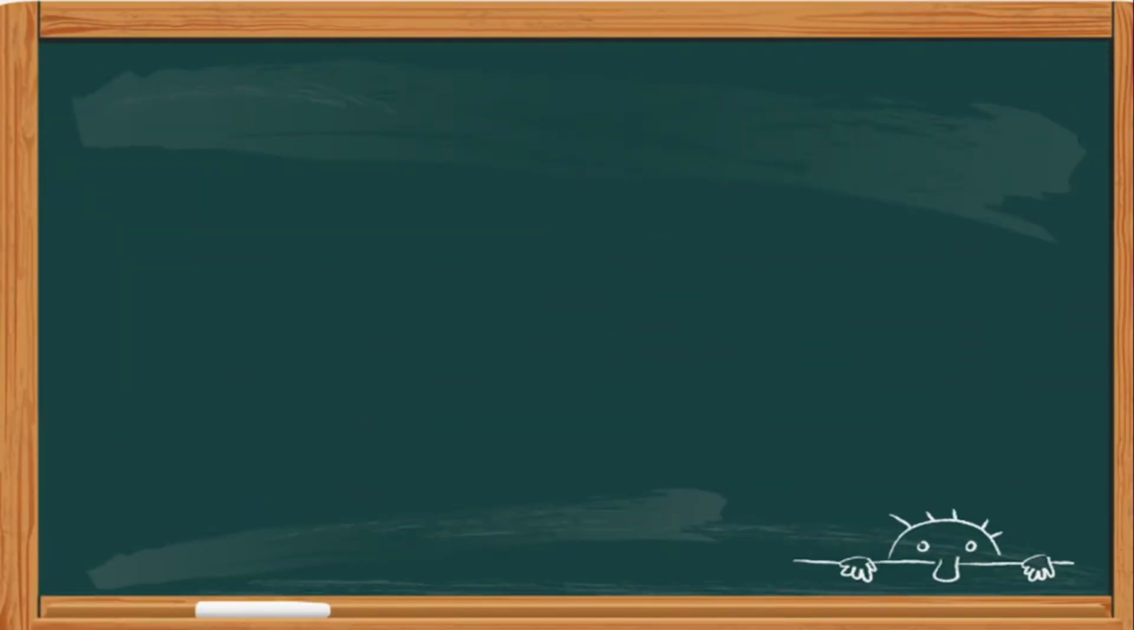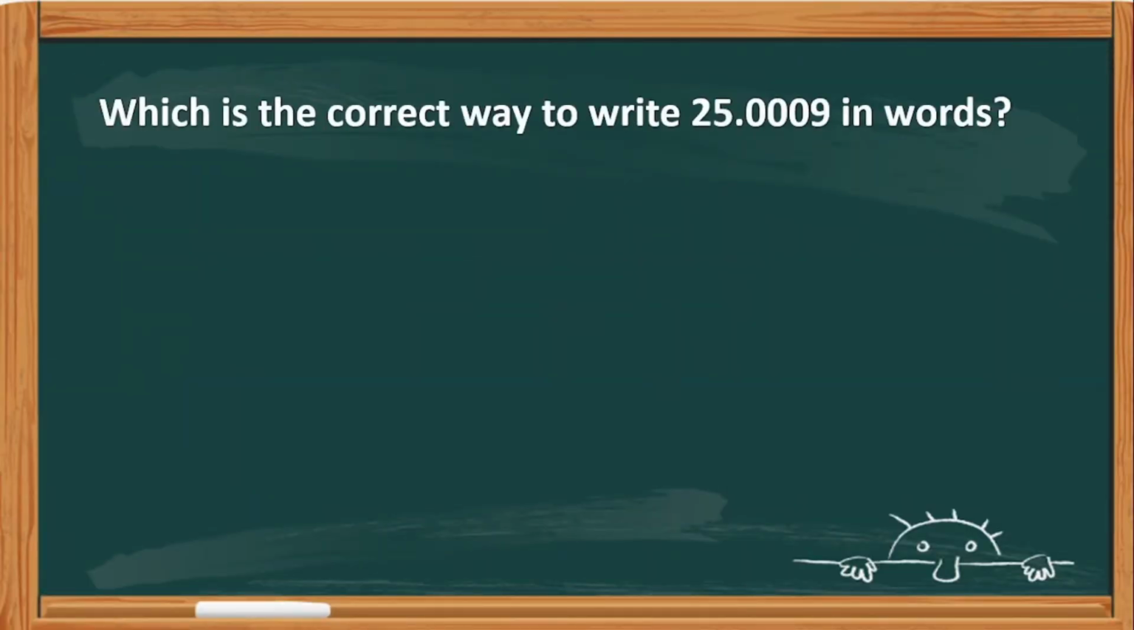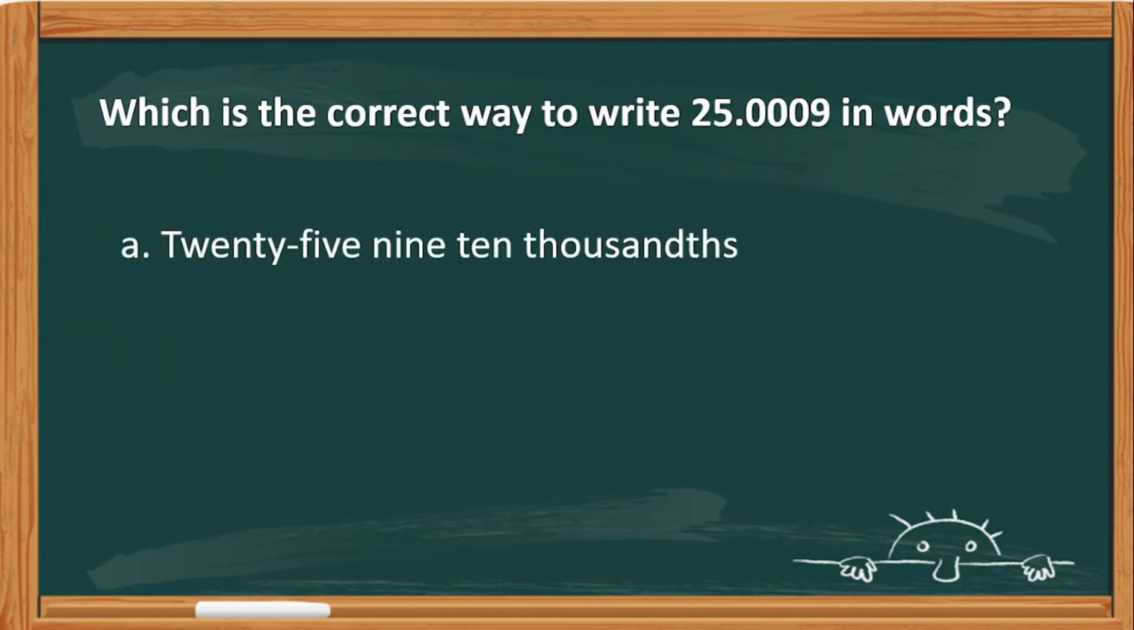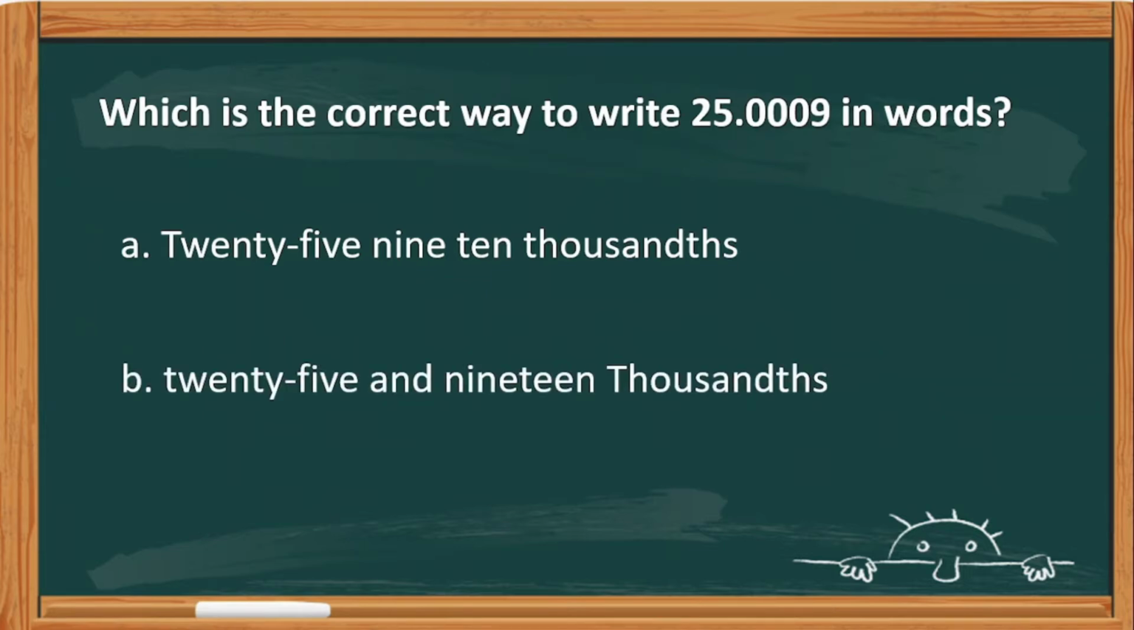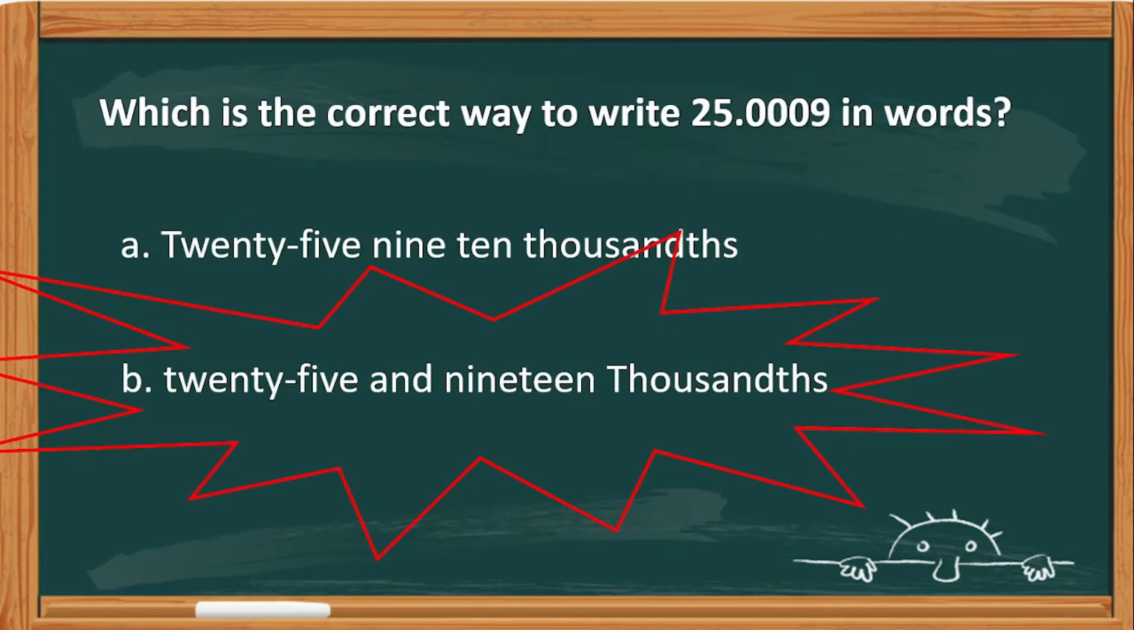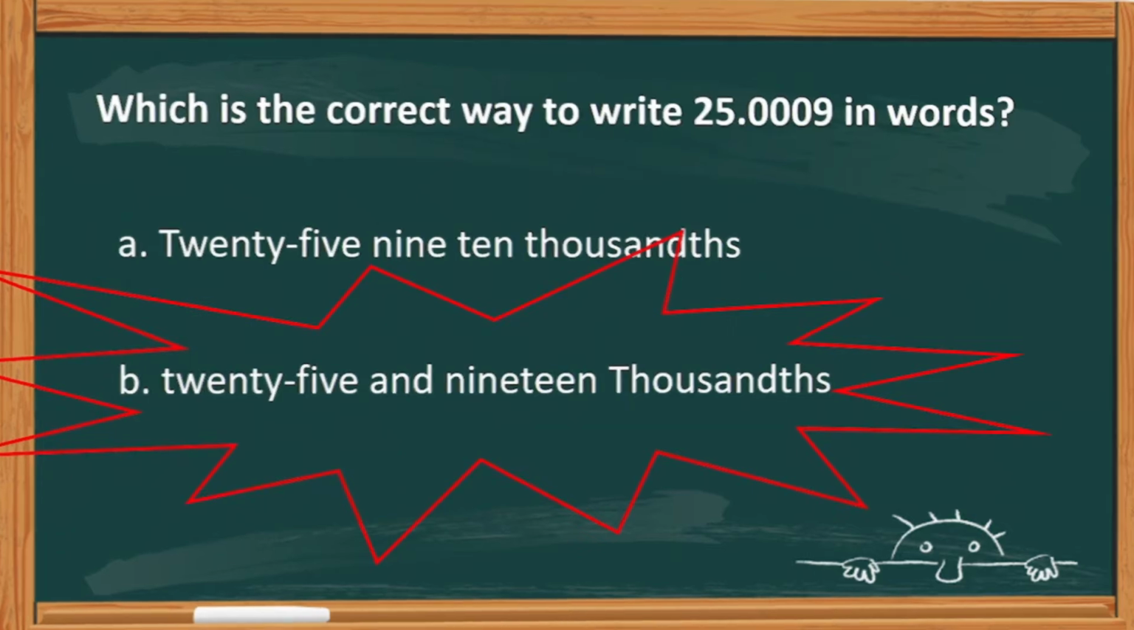Let's have a quick review. Which is the correct way to write 25.0009 in words? A. 25 and 9/10,000ths. B. 25 and 19,000ths. What is your answer? And the correct answer is letter B. Who got it right? Congratulations!